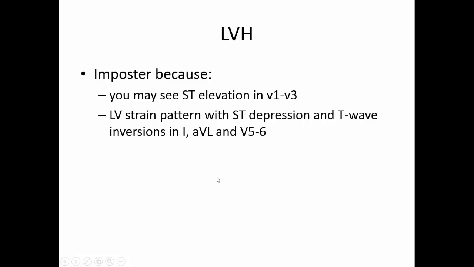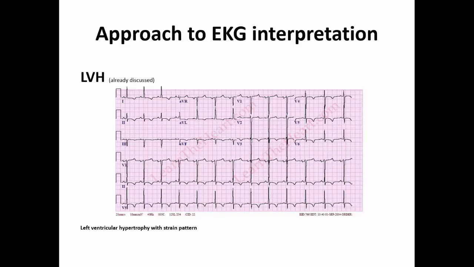LVH is an imposter because when you have LVH, you may see ST elevation in V1 through V3. You may actually see what we call a strain pattern, which is ST depression with T-wave inversions in 1, AVL, V5, and V6. Let me give you an example of what I'm talking about. So here we have LVH. You can take a look at those criteria from 2 or 3 slides ago to determine it's LVH.